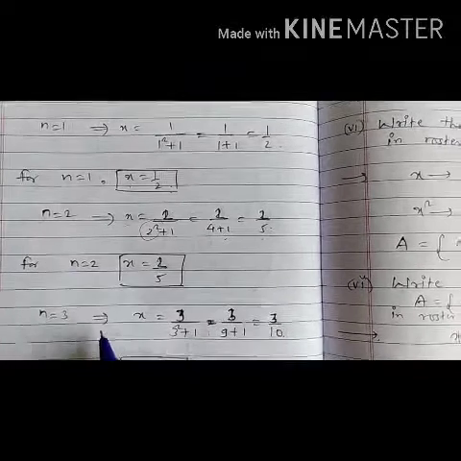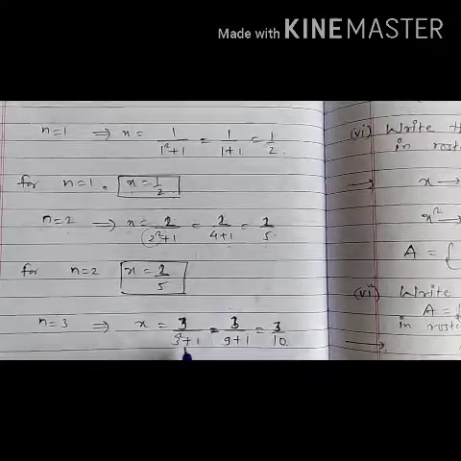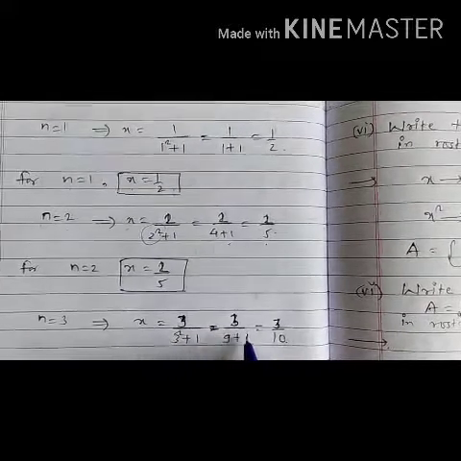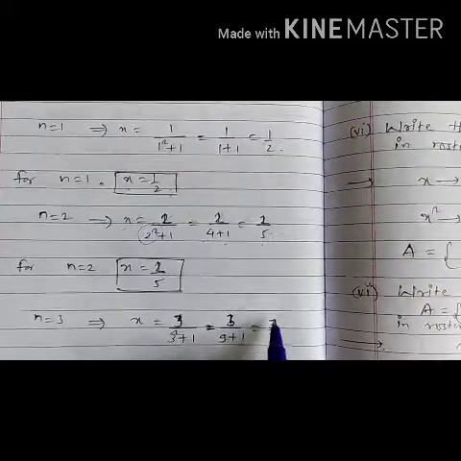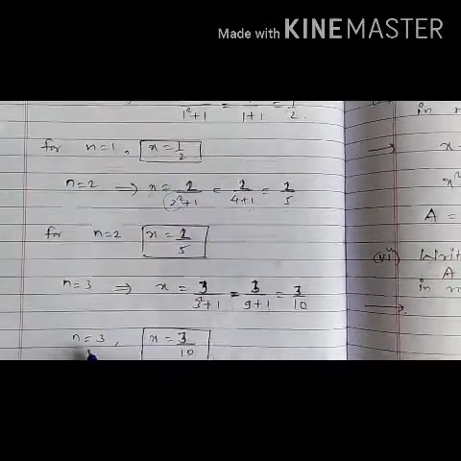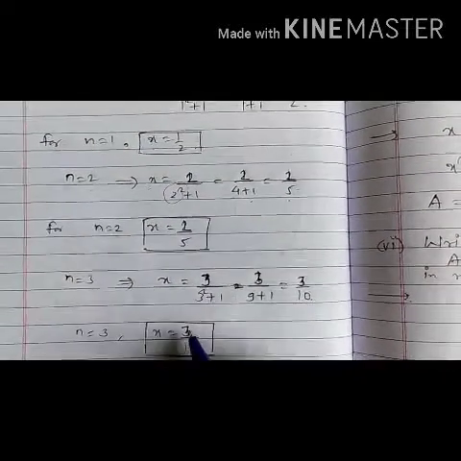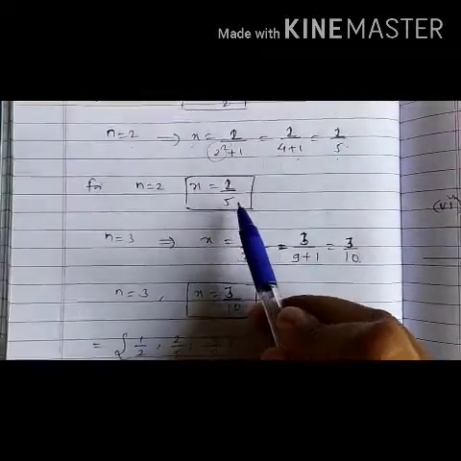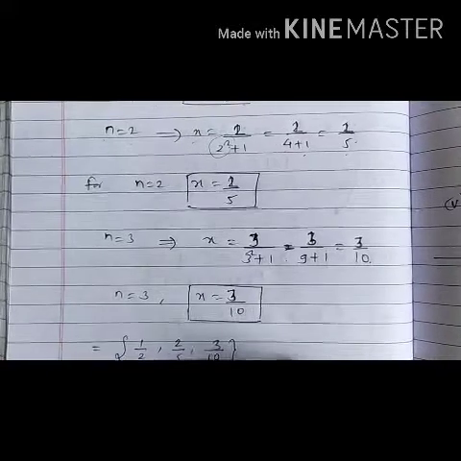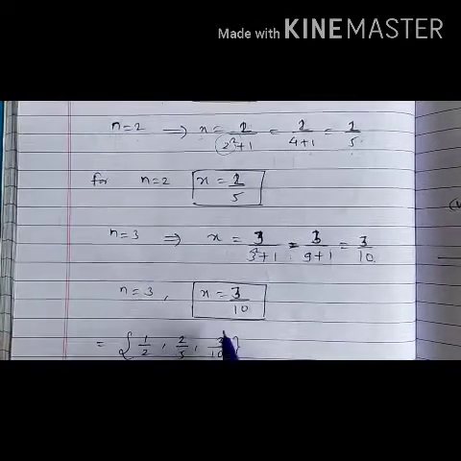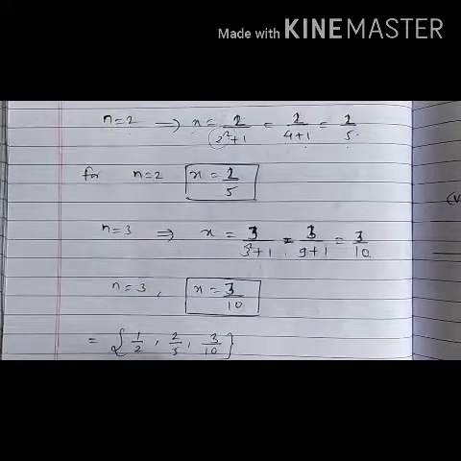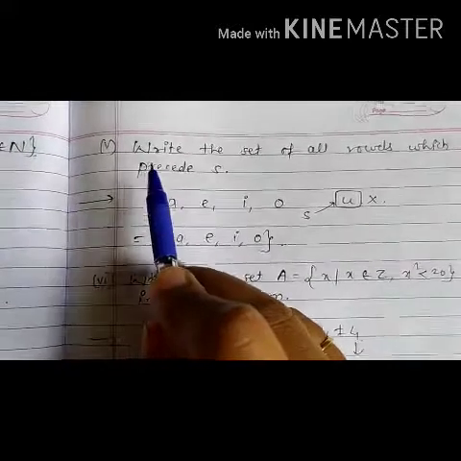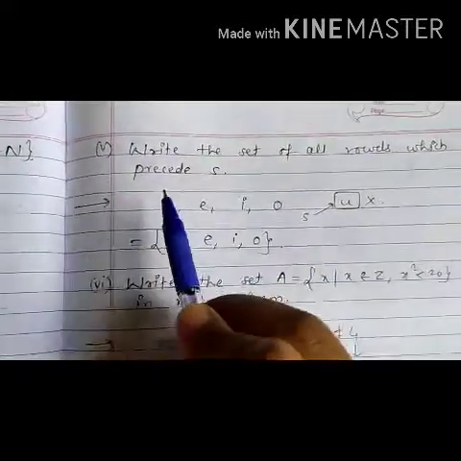Now for n equals 3 we have x equals 3 upon 3 square plus 1. So it will be equal to 3 upon 9 plus 1. 9 is 3 square. So it will be 3 upon 10. So for n equal to 3 we got x equals 3 by 10. So the required set will be 1 by 2, 2 upon 5 and 3 by 10. The set will take only 3 values, or only 3 elements, that is 1 by 2, 2 by 5 and 3 by 10. Understood?